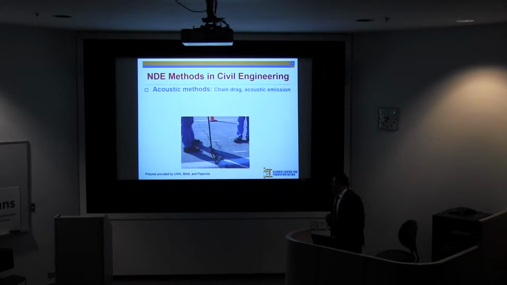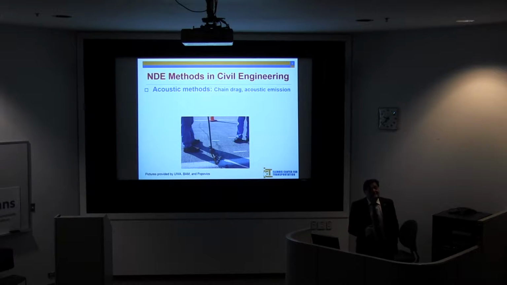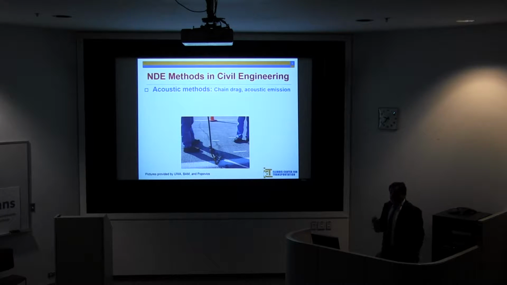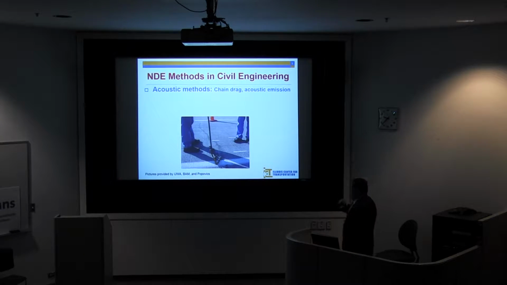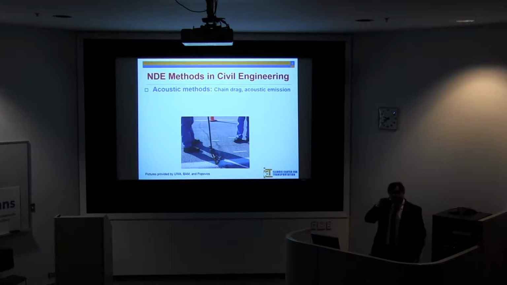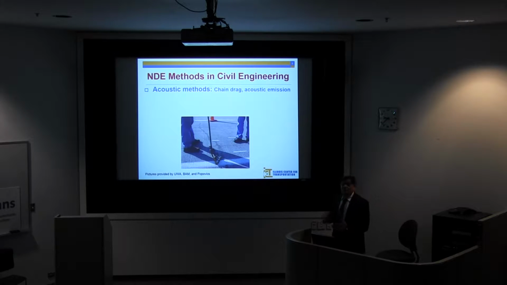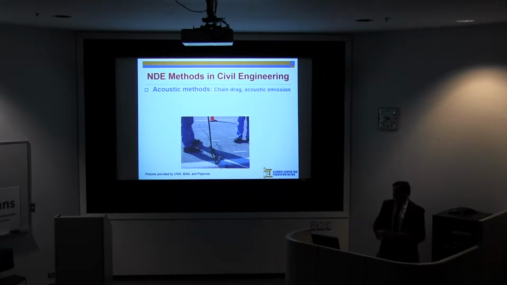So in civil engineering, we have been using this quite a bit. A simple way, and I'm sure many of you have seen this, is you get a chain and you drag this chain on a bridge deck and you listen. If you find that there is a different echo, this means that you may have a void or a delamination. Actually, this is a scientific way, which depends on the acoustic emission.